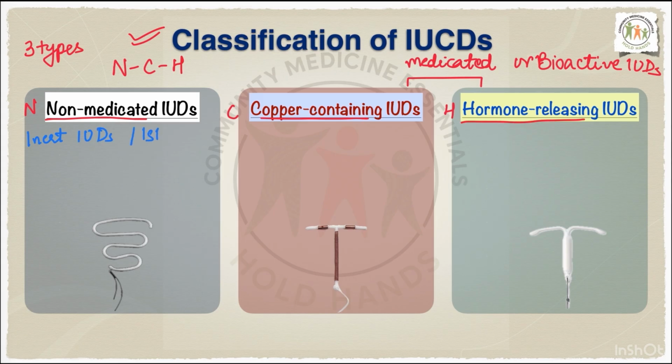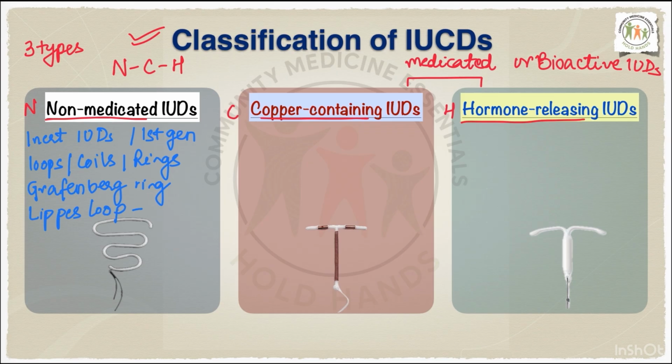These are first generation IUDs. These are available in different shapes like loops, coils, and rings. Examples are Grafenberg ring, and Lippes loop. Lippes loop is double S-shaped device. These are now obsolete because of side effects and more expulsion rates.